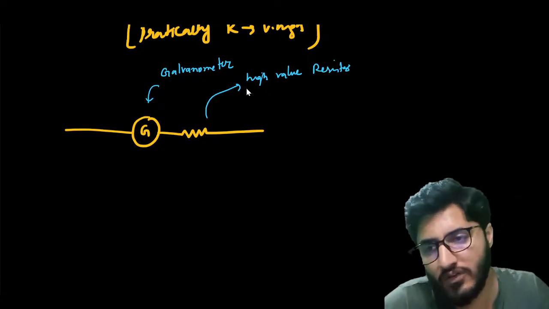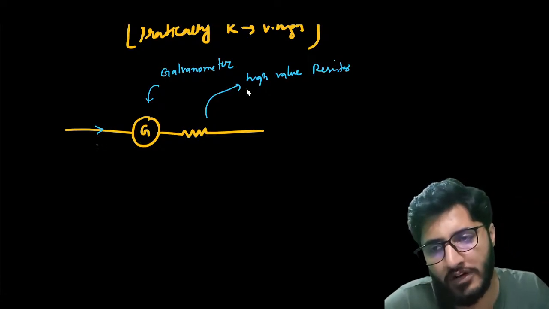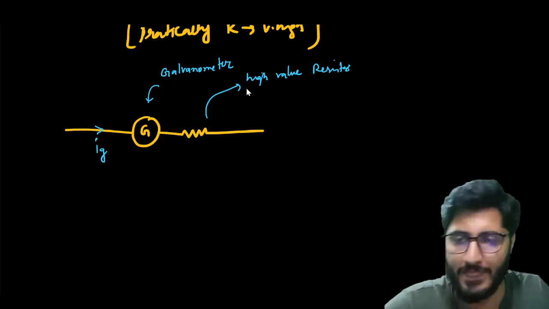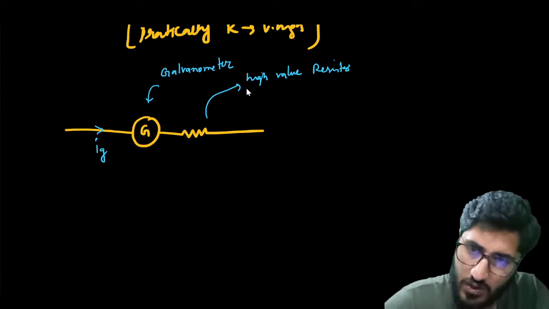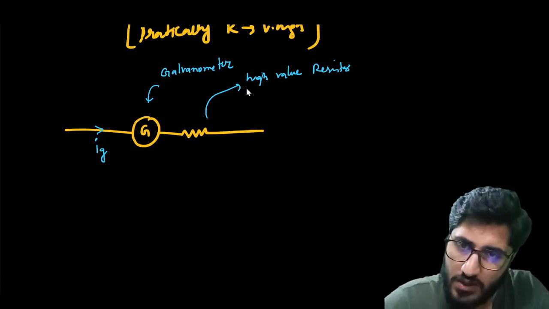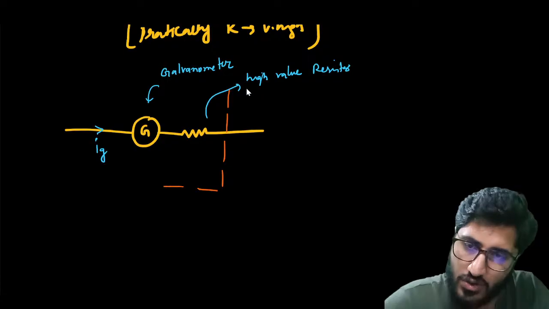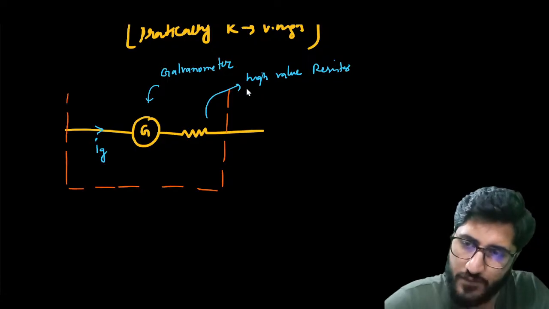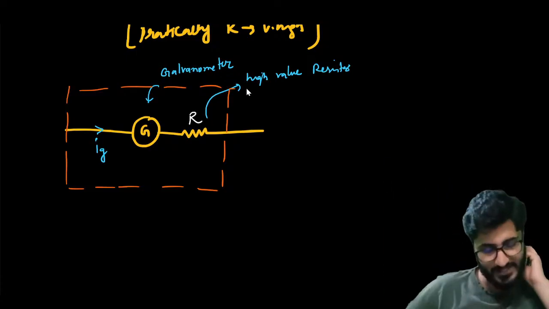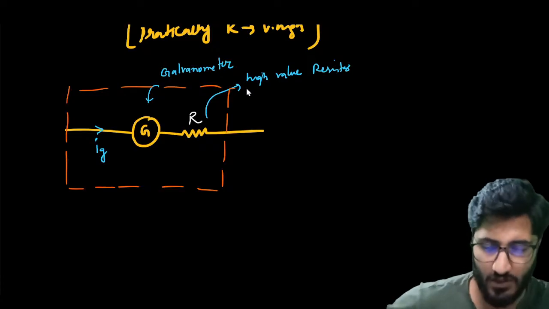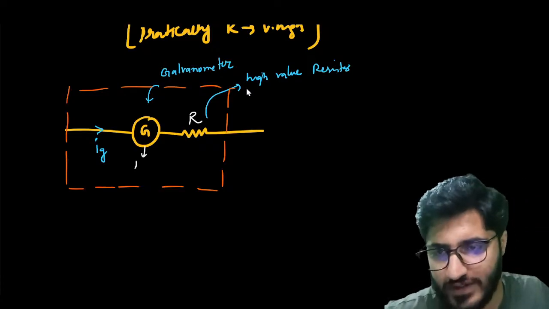Look now, we know that the current which will flow through the galvanometer is known as Ig. Now the potential across the whole thing. This whole thing is known as the voltmeter. This value is R, and it is extremely high. Then the resistance of the galvanometer is Rg.